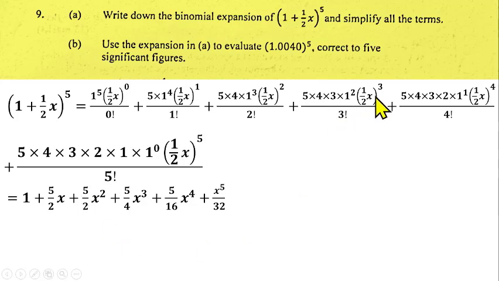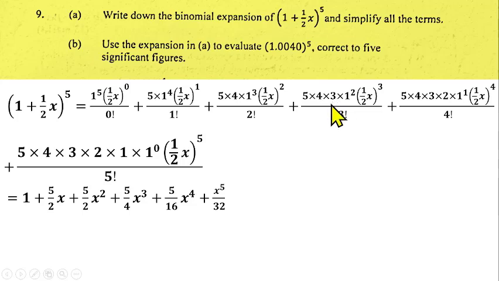Then the next one, you have 1 over 2 cubed. That gives us 1 over 8. Then 3 factorial is 3 times 2 times 1, that gives us 6. So from there, we have 1 over 8. So this multiplied by this should give us 20 times 3.